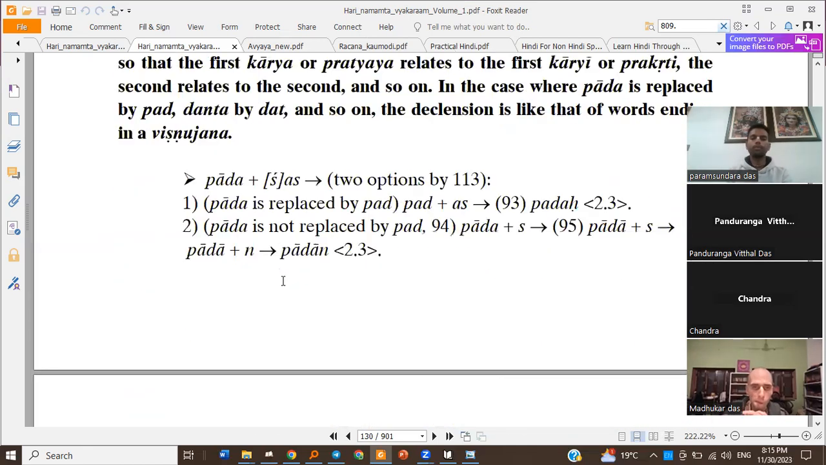So, for example, Pada plus Shas. So once we make it Padan like we did in Krishnan, and once when Pada is replaced with Pad, so Pad plus As, the As of Shas, so we get Padaha.